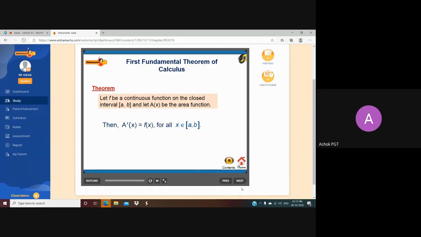Okay. Now we will see this video. We know that A dash of x is equal to f of x. Students, you know that a continuous function f is given, and A of x is the area function. The area will be calculated only when you do integration. So A of x is equal to the integration of f of x. Then if you want A dash of x, you must take the derivative on both sides. So A dash of x is the derivative of the integration function. Derivative and integration will get cancelled, and we will get f of x. Students, do you understand what I explained now? Yes, sir.